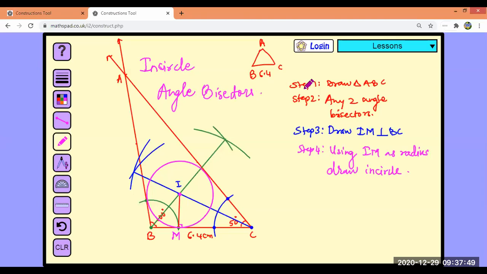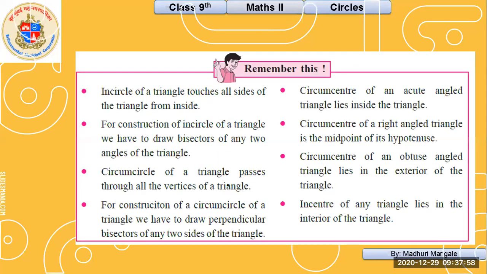All right, so let us quickly recap what we did in today's class. We have seen how to draw the incircle and circumcircle, but there are very important points to remember. The first point, the incircle would always touch all the sides. Since it's inside the triangle, it would touch all the sides, and the circumcircle passes through all the vertices of the triangle. Again, very important point. For constructing the incircle, we need any two angle bisectors. Remember this. And for constructing the circumcircle, we require any two perpendicular bisectors.